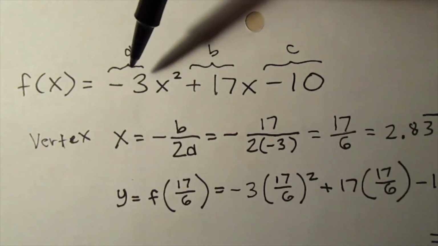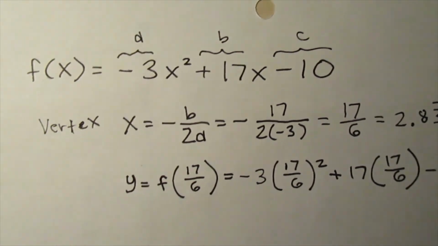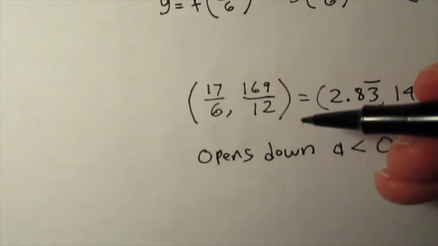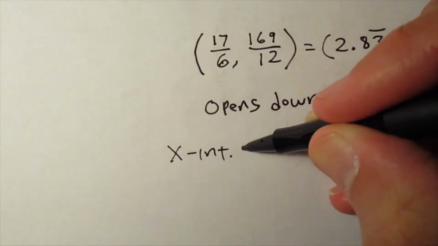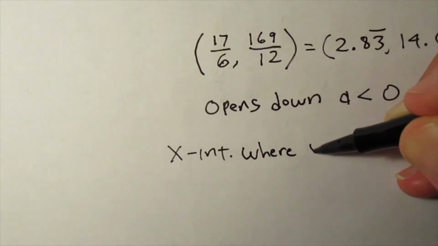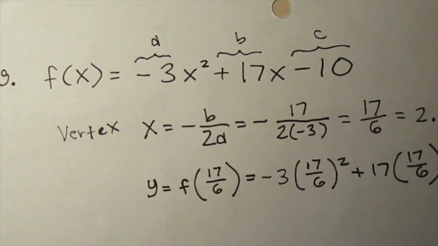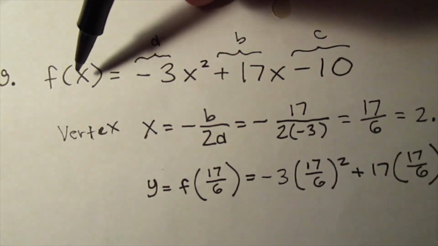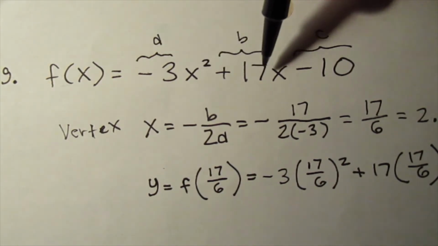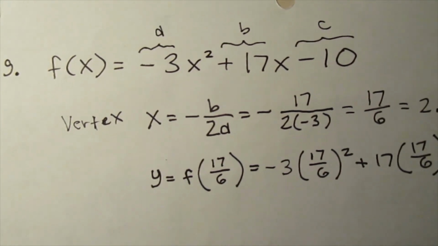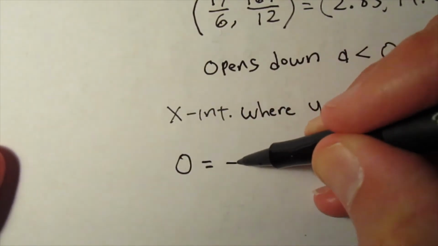How do I find the x-intercept? I have to set it equal to 0, don't I? The x-intercept is where y is equal to 0. You understand that f of x could be rewritten as y if I wanted. So I could say y is equal to negative 3x squared plus 17x minus 10. Put 0 on the left-hand side of this. So my mission is to solve this.